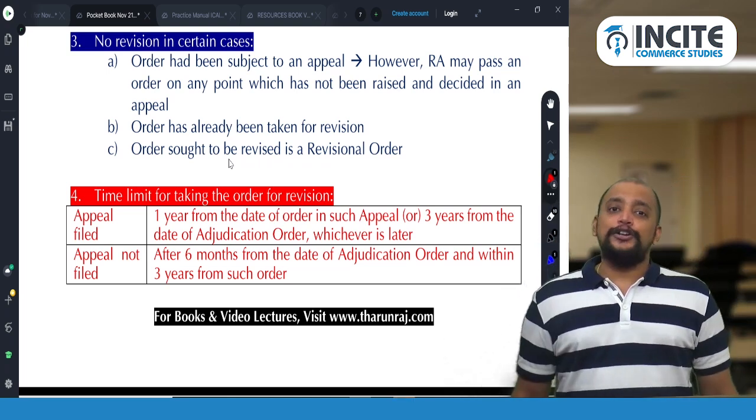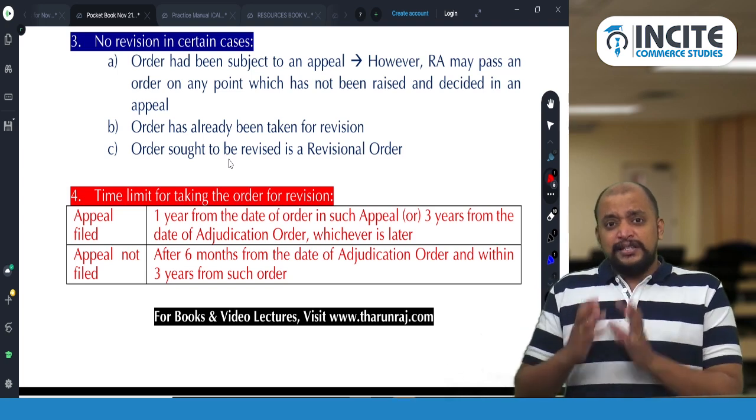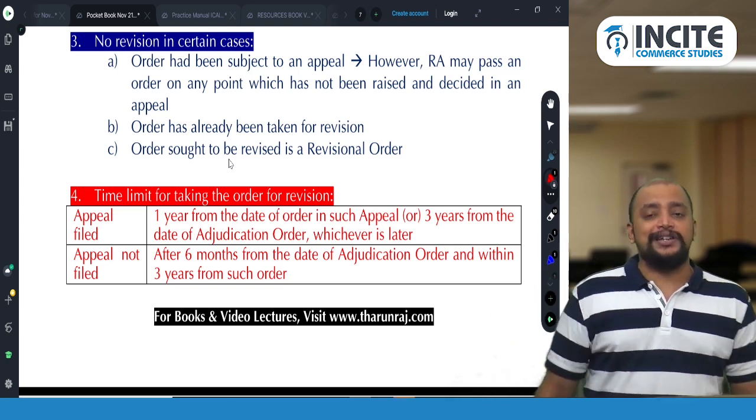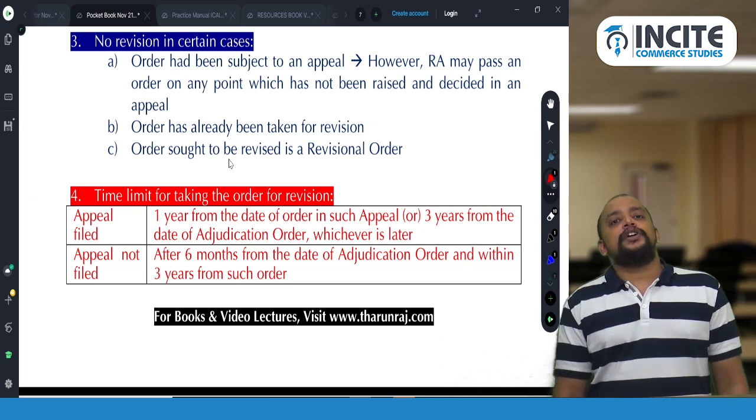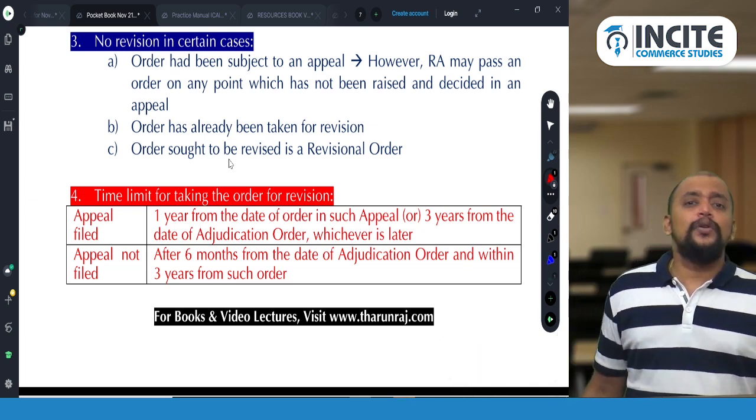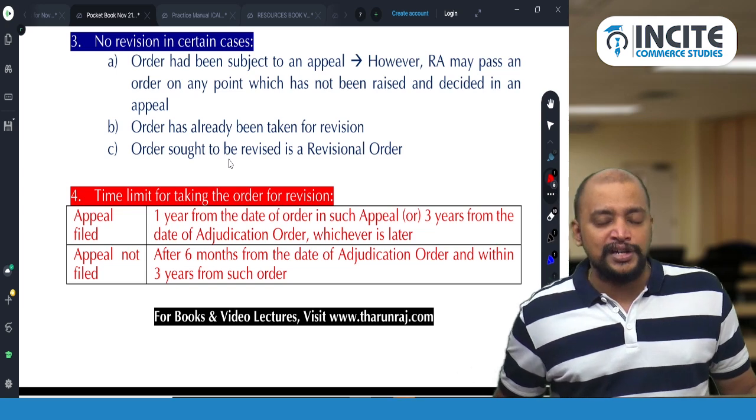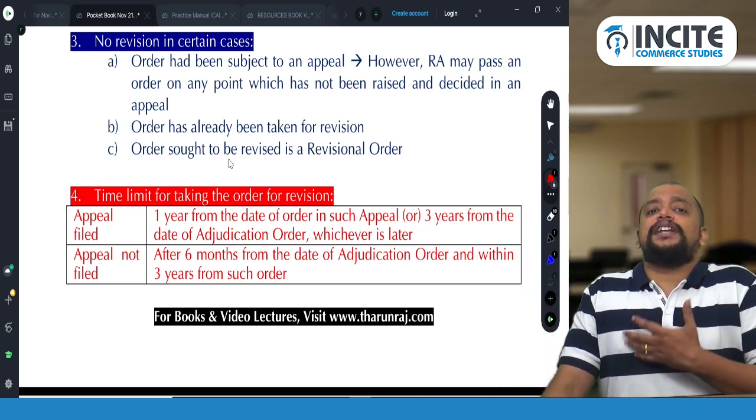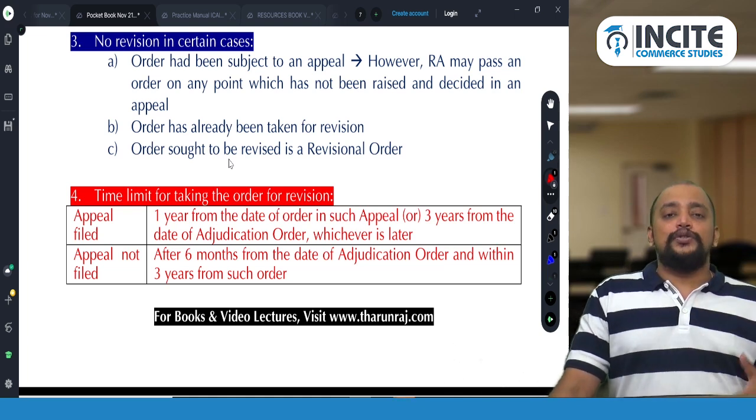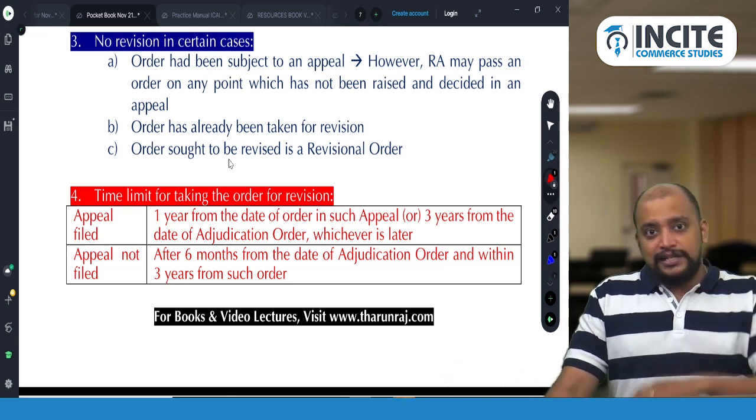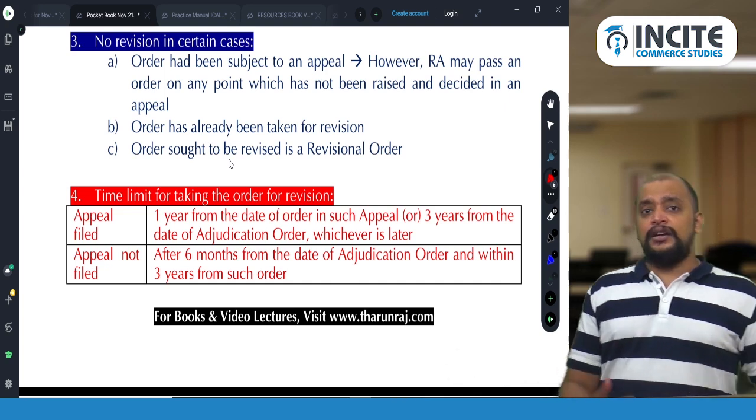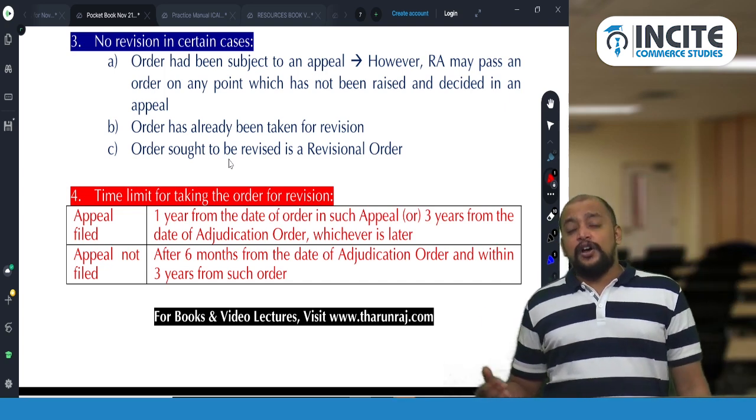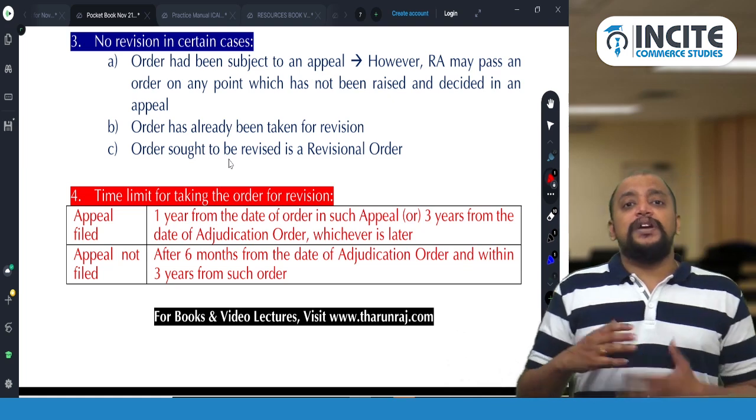So that is, I told you already, the main reason why revision authority will come into picture is that on that adjudication order, no one preferred an appeal. How come both are satisfied with that adjudication order? So therefore, if they go for appeal, anyhow appellate authority will be verifying that order. So due to that reason, revision authority will not touch. However, revision authority will take that order for revision on few grounds on which the appeal is not filed.